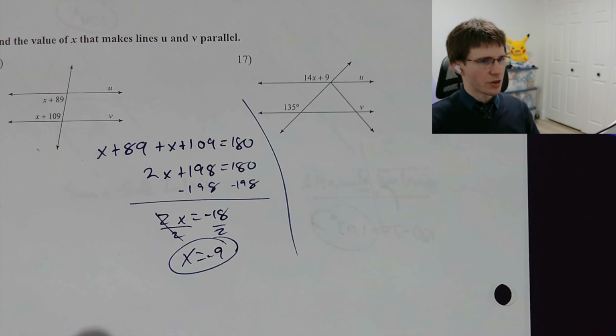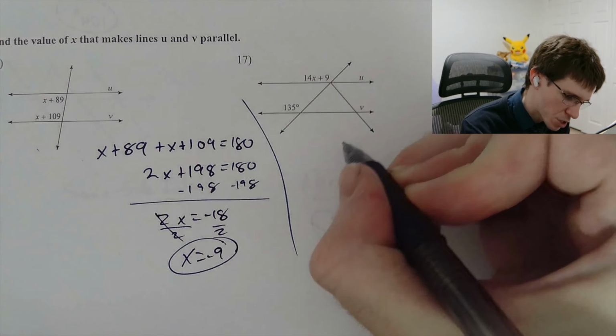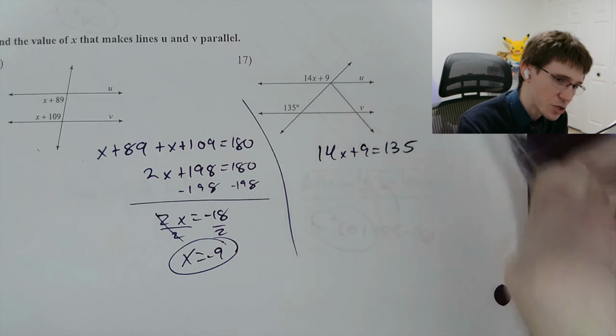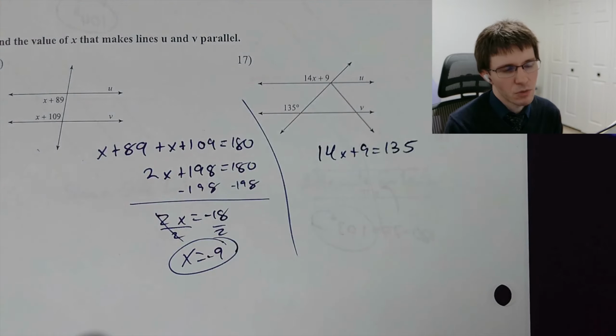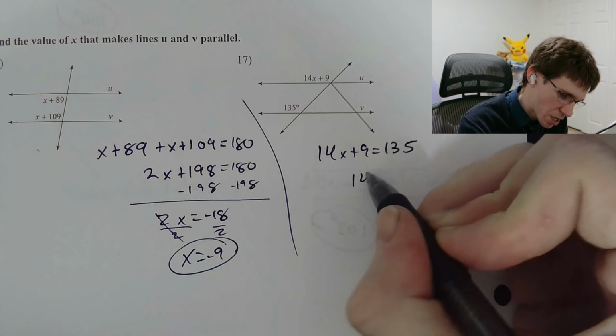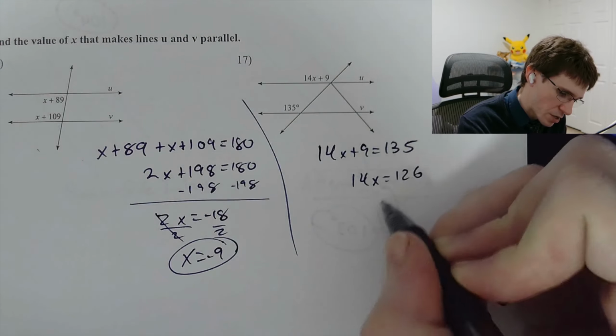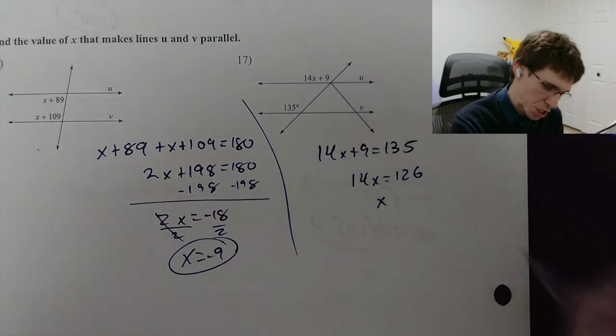These ones don't add to 180. They're corresponding. So corresponding angles are equal to each other. We got 14x plus 9 equals 135. This one, minimum work. This is what minimum work would look like. You'd have 14x, and then you just subtract 9 from 135 to get 126. And then you would say, hey, 126 divided by 14 is equal to 9.